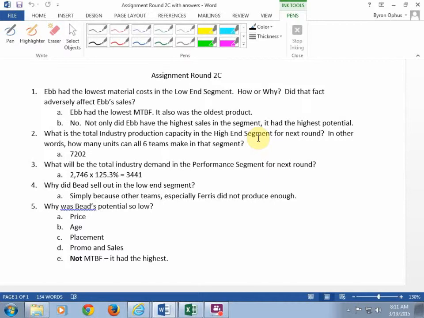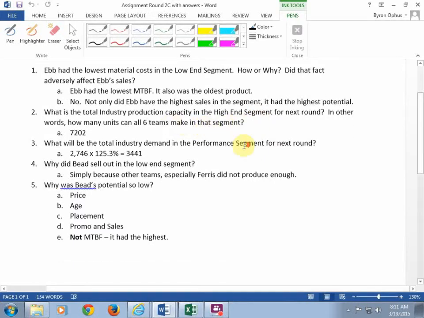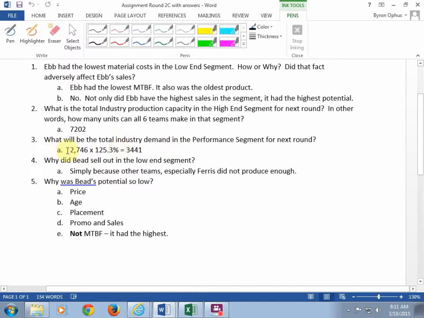So, okay, what will be the total industry demand in the performance segment for next round? Folks did pretty good on this one, I think, for the most part. This is a good lesson. I will tell you that doing this math from here on out, maybe for each and every segment, might allow you to find some opportunities, okay?